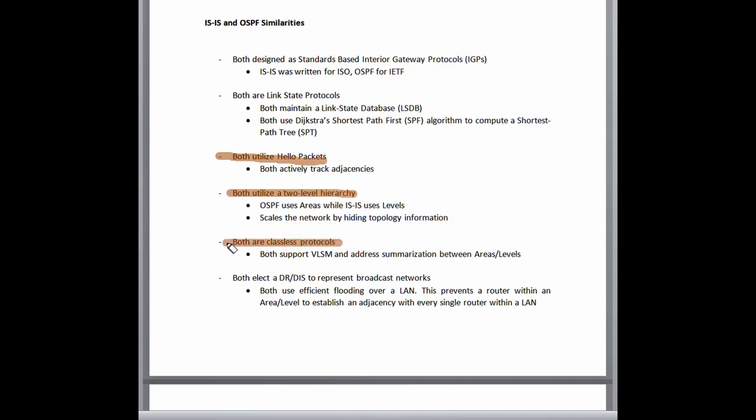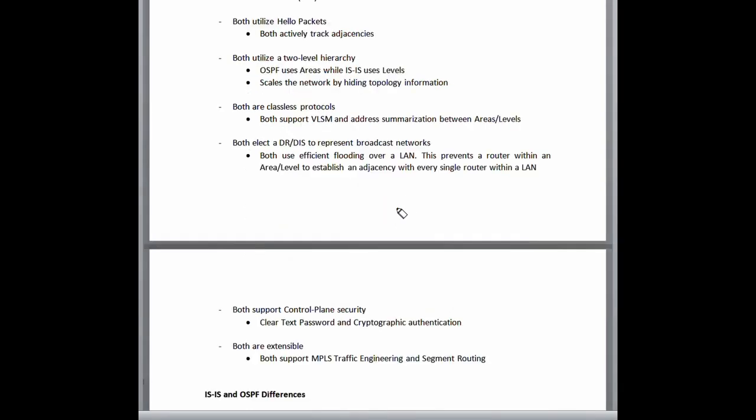And both ISIS and OSPF are classless protocols, which means that both support variable length subnet mask and address summarization between areas or levels. And both OSPF and ISIS elect a designated router or a designated intermediate system to represent the broadcast network. This feature prevents a router within an area or a level from establishing adjacencies with all the other routers within that LAN, which makes the flooding more efficient.